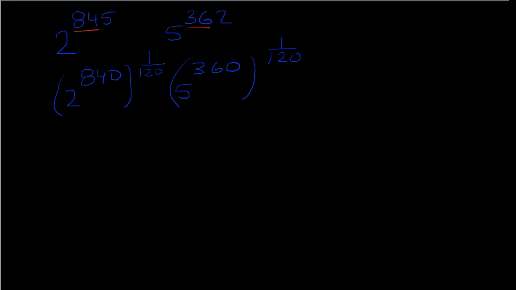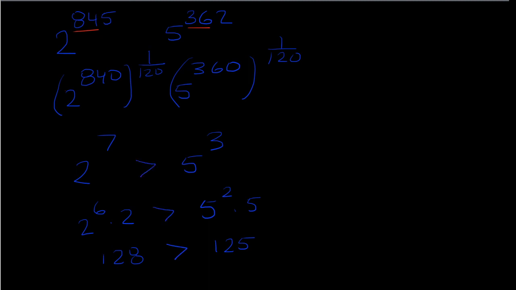840 times 1 over 120 is 7. 360 times 1 over 120 is 3. 2 to the 7th, well, that will be 2 to the 6th times 2. And 5 cubed is 5 squared times 5. So let's see, 2 to the 6th, that's 2 cubed, 8 squared, 64, times 2 is 128. And then 5 squared is 25, times 5 is 125. We know that 128 is greater than 125, so we move along here.